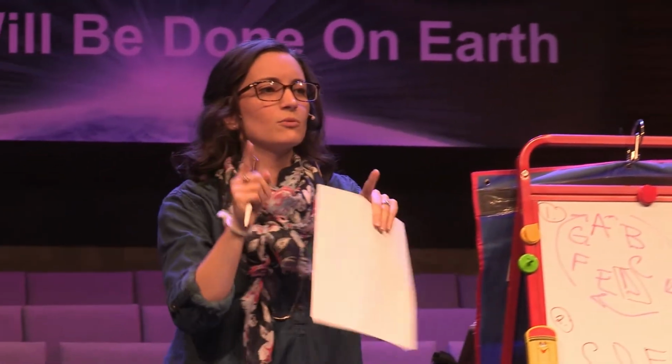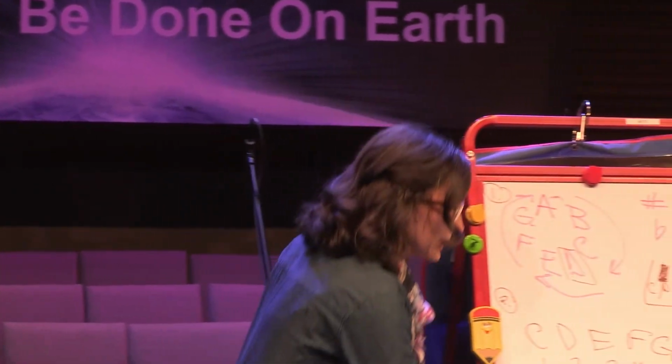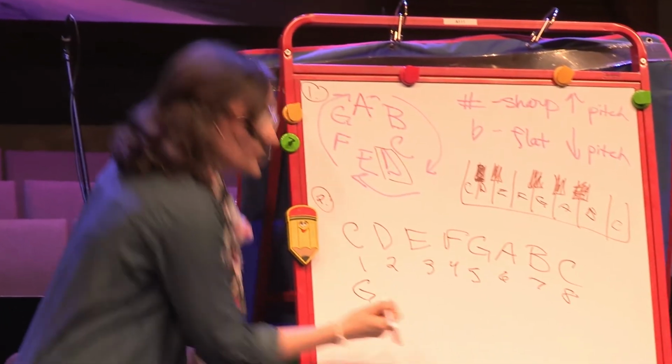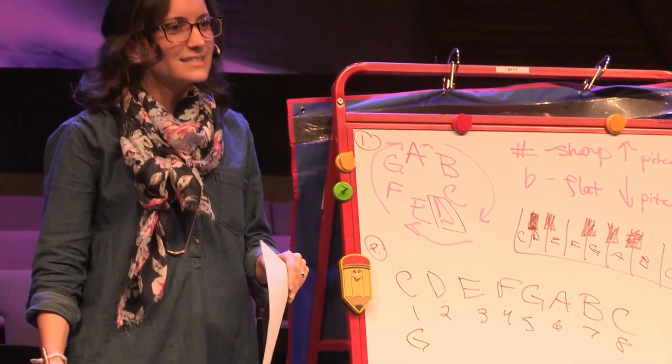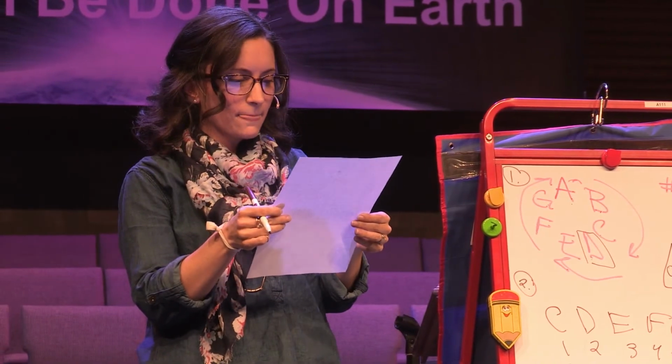I think the only mistake we're making is not counting the first one. You have to count the first one because remember, I'm saying we're in the key of G. If we're in the key of G, then guess what's 1? G. Okay? Is that clear? Cool. I hope I cleared some of that up.